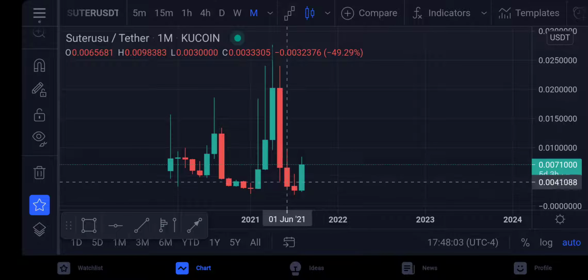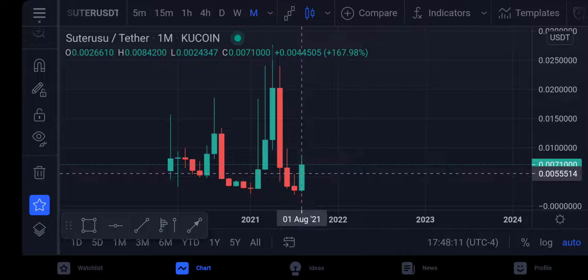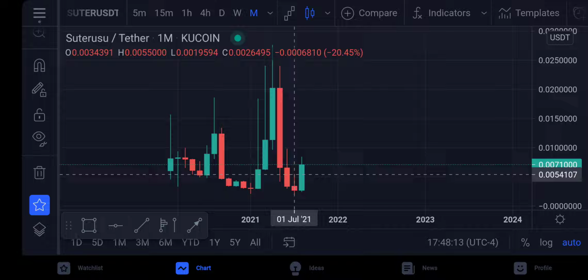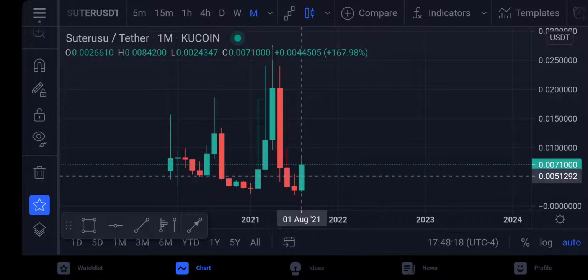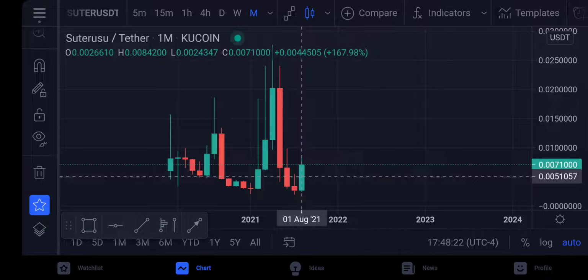Each are red candles. So one of the things that we also notice is that this current month's candle has already taken out the previous high of the last candle, which was July. So that's another indication of bullishness. Not only is it green, but it also took out the high of the previous month's candle.